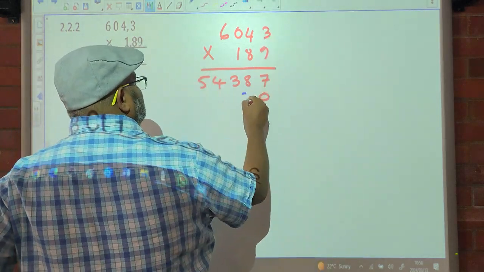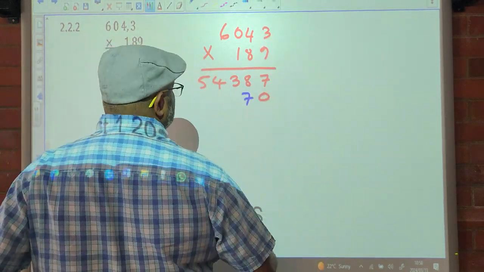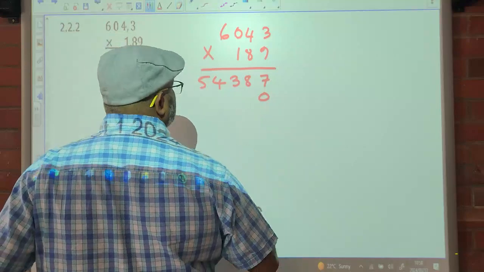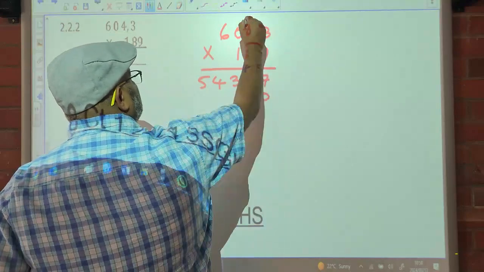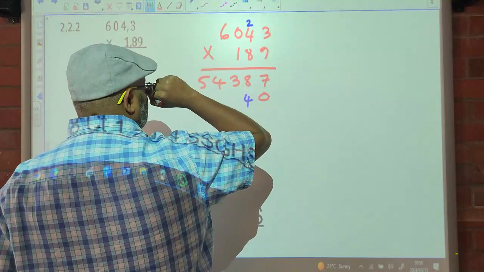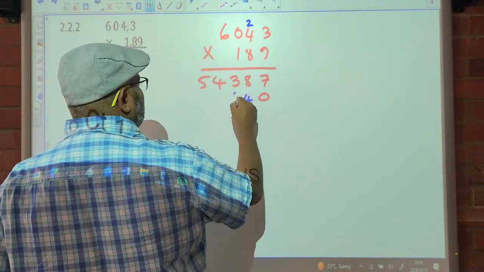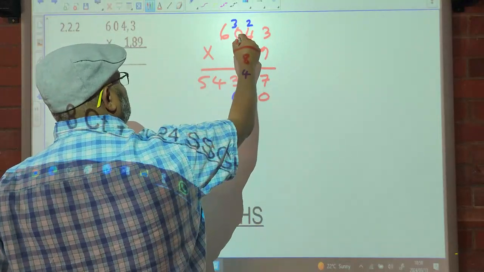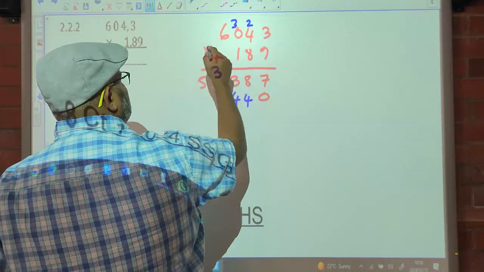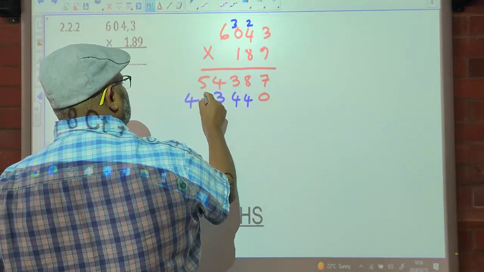9 times 3 is 27. Why am I going with 9? 8 times 3 is 24. 8 times 4 is 32 plus 2 is 34. 8 times 0 is 0 plus 3 is 3. 8 times 6 is 48.